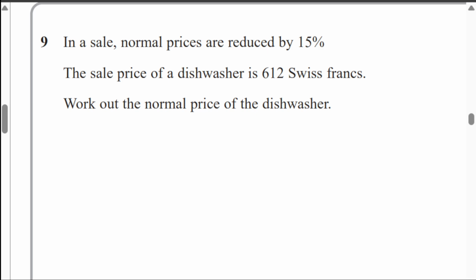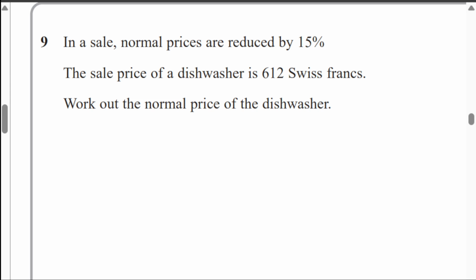Question 9 is 3 marks. The question says, in a sale, all normal prices are reduced by 15%. The sale price of a dishwasher is 612 Swiss francs. Work out the normal price of the dishwasher. This is a reverse percentages question. You can pause the video and try to solve it.